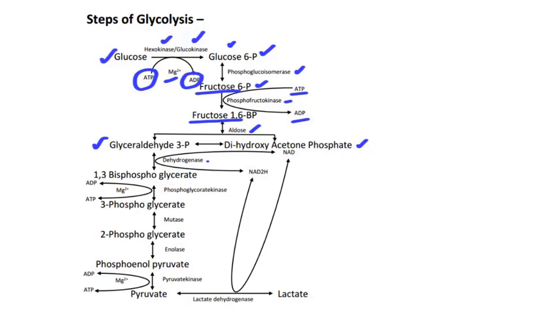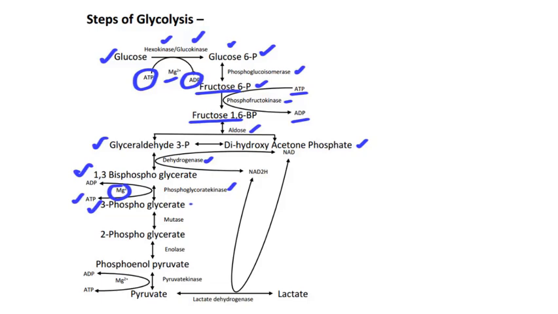With the presence of dehydrogenase enzyme, glyceraldehyde 3-phosphate produces 1,3-bisphosphoglycerate. Next, 1,3-bisphosphoglycerate produces 3-phosphoglycerate with presence of phosphoglycerokinase enzyme and magnesium ion. Here 1 ATP is produced.